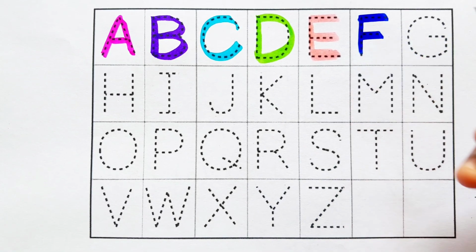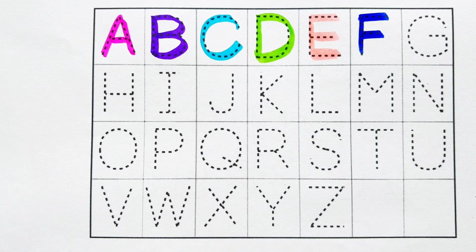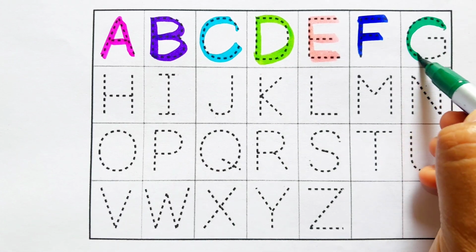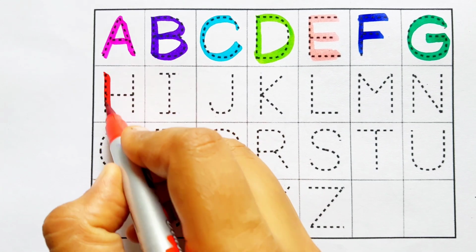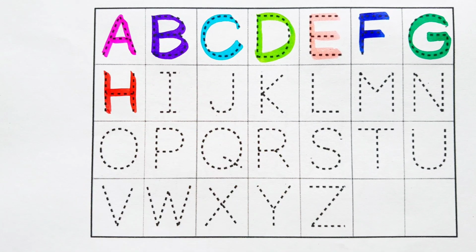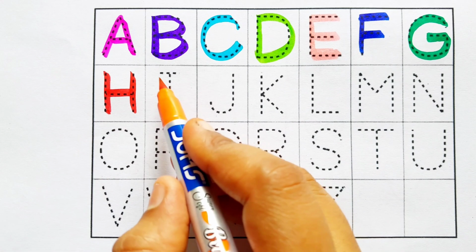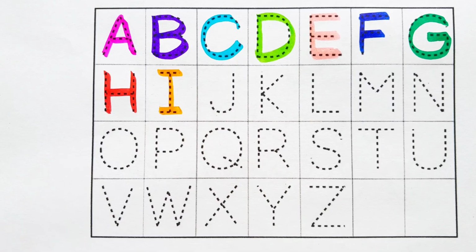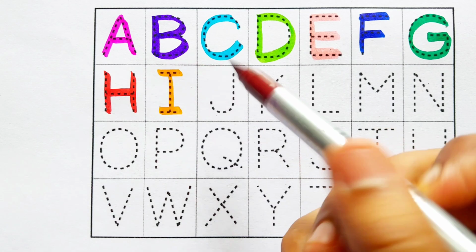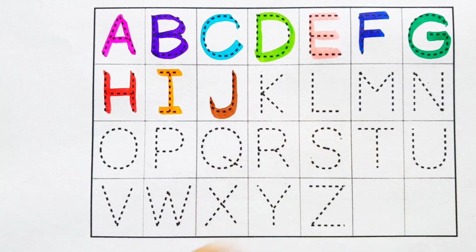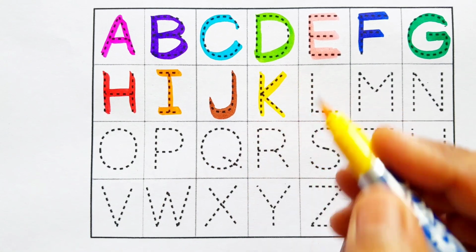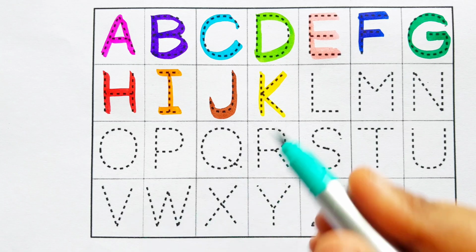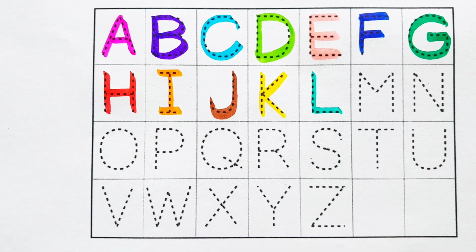F. F for fish. G. G for gun. H. H for horse. I for ice cream. J. J for jug. K. K for kangaroo. L. L for lamb.